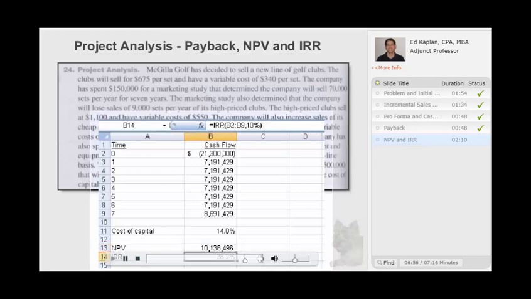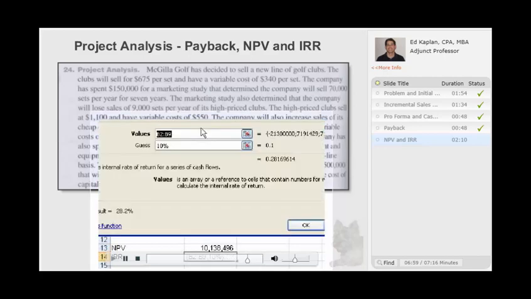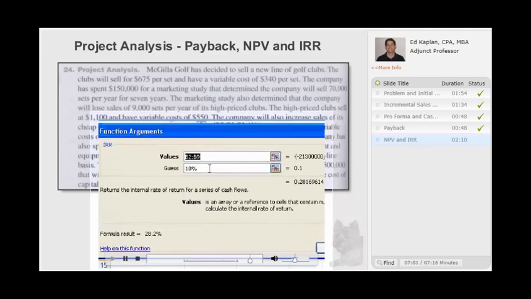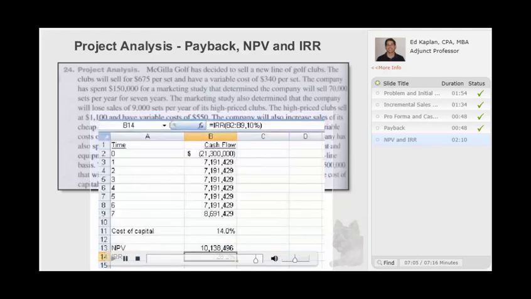That's NPV. Now for internal rate of return, we just simply type in the values and jot in a guess, and I've used 10%. Then you hit the OK, and you come up with the value that you see there. And that's how we solve this problem.